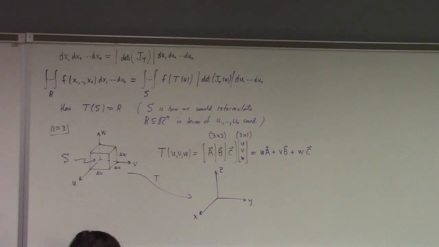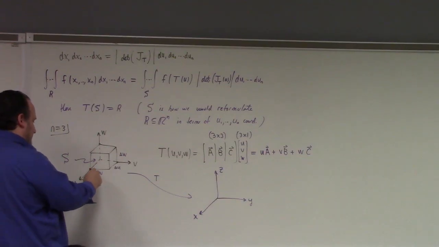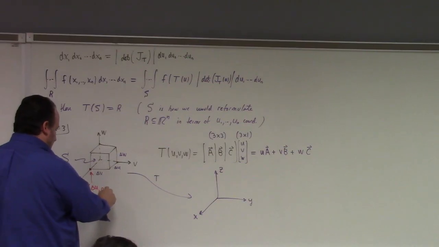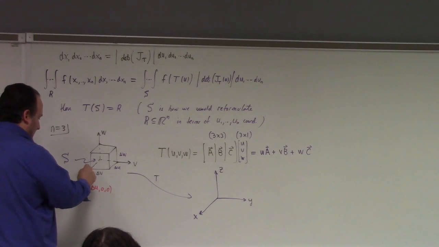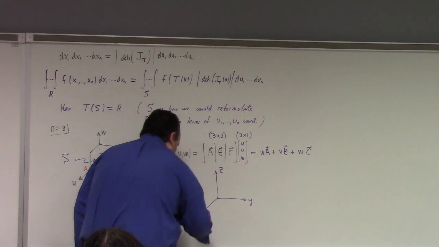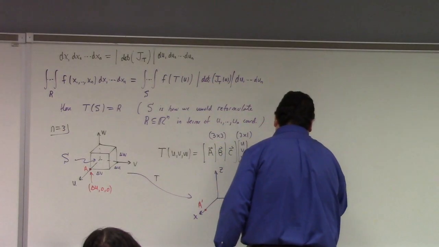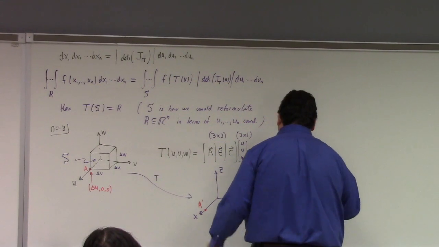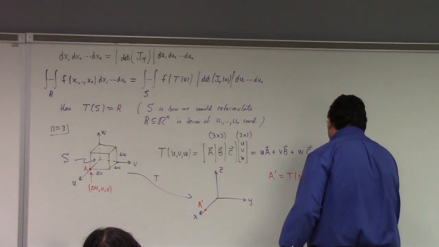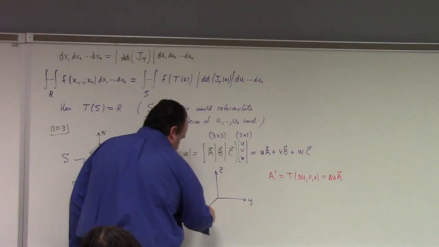So let's just sort through it a couple points at a time. This point right here would have been what? It's apparently delta U, 0, 0. If I call this point A, where does that map to? It maps to this point over here, let's say A prime. And A prime is what? Just look at the formula, right? We end up with delta U times A.